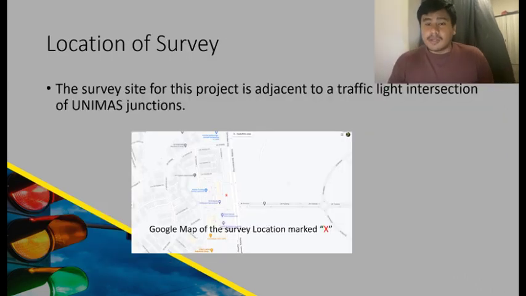Next, for the location of our survey, the survey site for this project is adjacent to the traffic light intersection of Unimas Junction. As you can see here, the mark X on the Google map is the survey location.